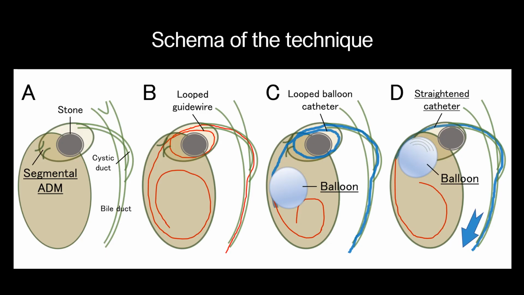This schema shows the technique of straightening the guide wire that looped in the neck of the gallbladder using a balloon catheter.